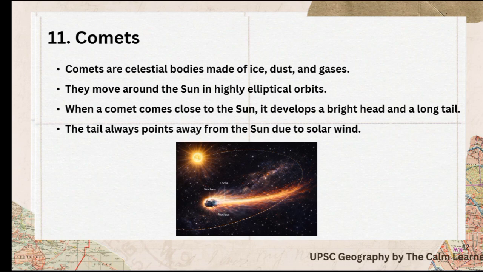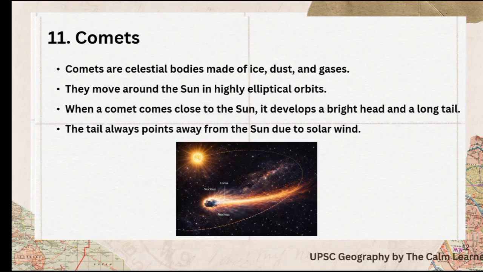Now, let's learn about another important celestial body known as comets. Comets are small celestial bodies made up of ice, dust, and gases. They revolve around the sun in highly elliptical orbits, which means their path is very long and stretched. When a comet comes close to the sun, the heat causes the ice inside it to melt. As a result, a bright glowing head is formed along with a long shining tail, as you can see in the diagram. This tail always points away from the sun due to the pressure of solar winds.